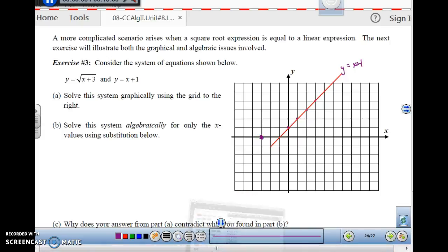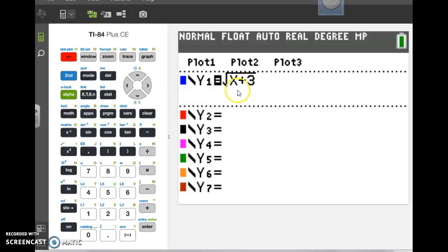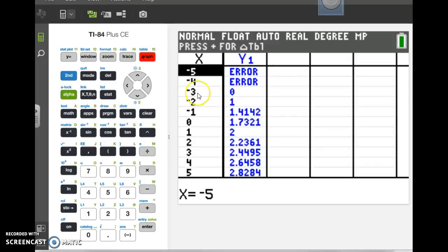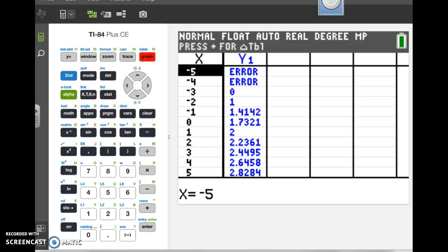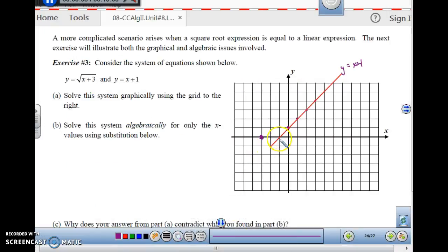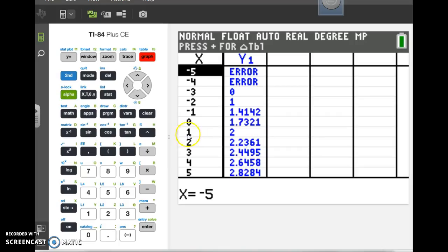All right, now if I do this on my calculator, I have y equals square root of x plus 3. I can look at my table and figure out my values. Negative 3 is 0, negative 2 is 1, 1 is 2, and I can graph those points. So negative 3 is 0, negative 2 is 1. Then the next point is 1 at 2.